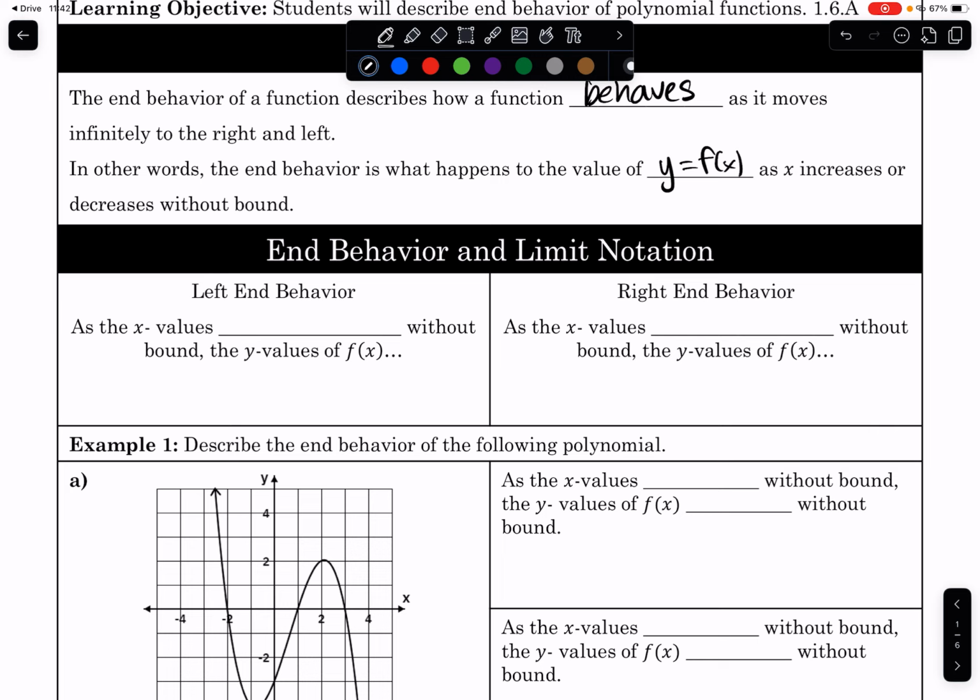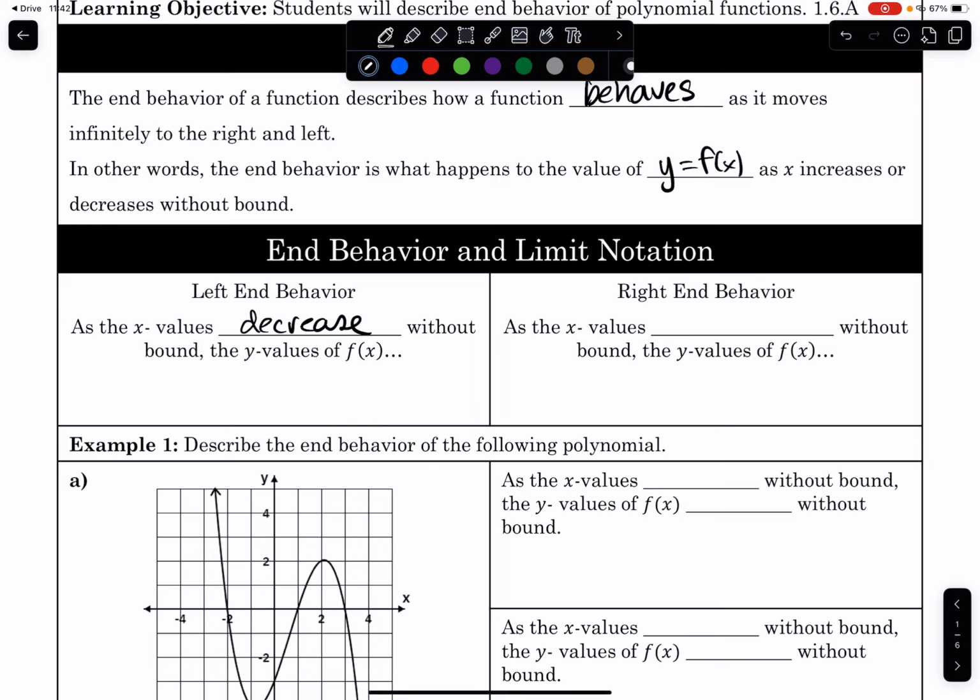The left end behavior describes the values of the function y. In other words, as the x values again decrease without bound, the y values are going to do something. They're going to either again increase or decrease, or they're going to approach a specific value. For polynomial functions, since we're focusing on polynomial functions, it's either going to point up or point down.